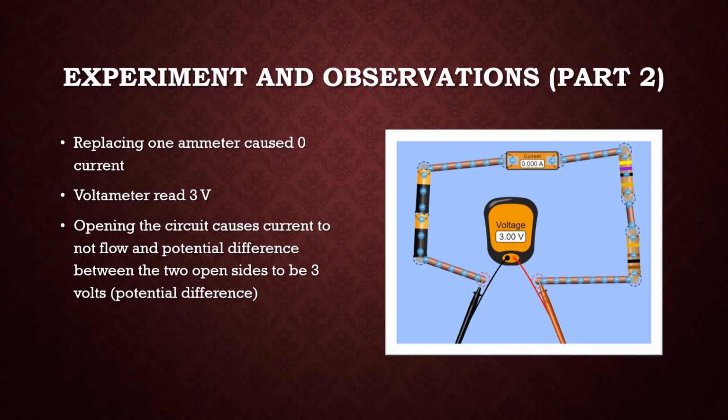For the next part of Part 2, we replaced one of the ammeters with a voltmeter. This caused our ammeter to read 0 amps because adding the voltmeter opens the circuit. If a circuit is open, no current can flow, causing all the voltage to pool on one side, so the potential difference across the voltmeter is the total voltage in this particular series, which is 3 volts.